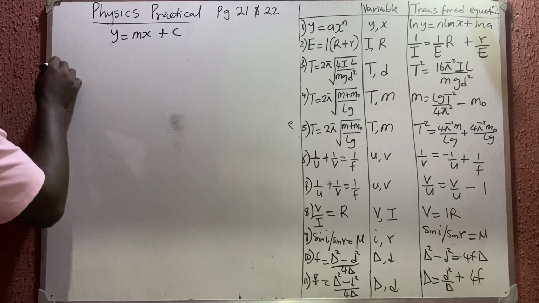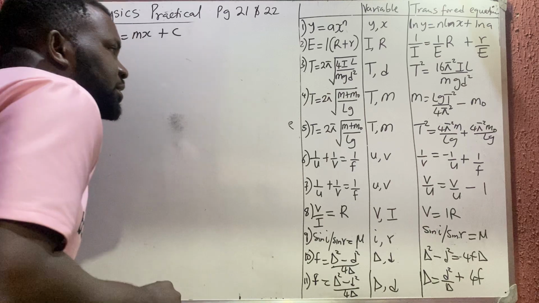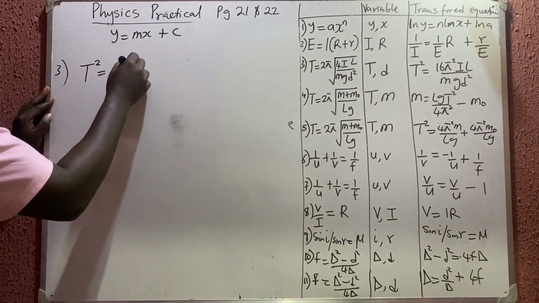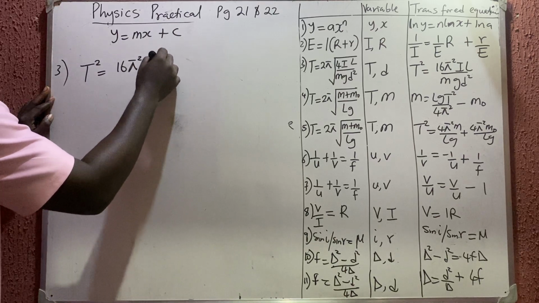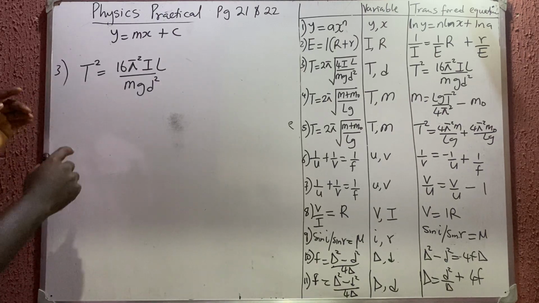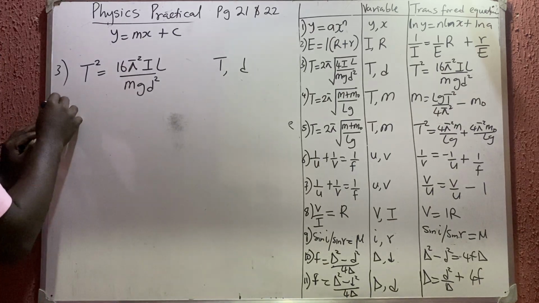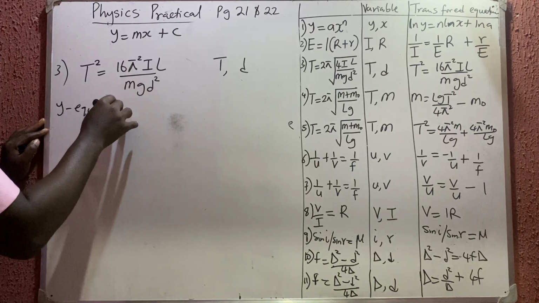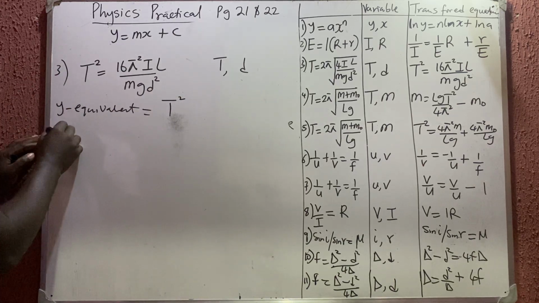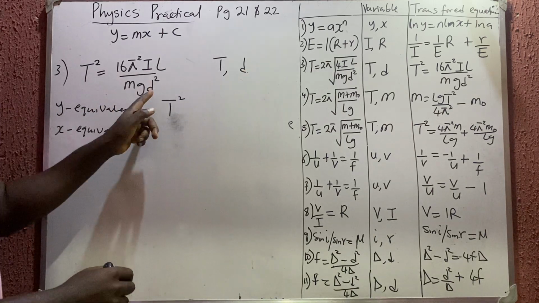From question number three, we are plotting T against d. If you get the transformed equation, you will see that T squared is equal to 16 pi squared I L all over m g d squared. Now, for the fact that we are plotting, they gave us T and d. T is the y equivalent. So we tell them that the y equivalent is equal to T squared here. Then your x equivalent is our d. Where is our d? d is d here.